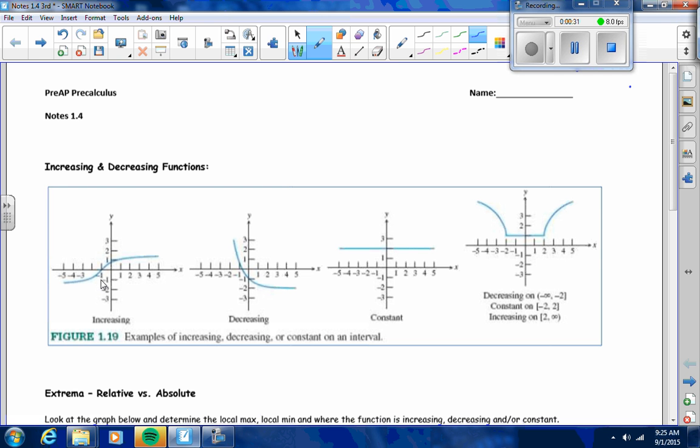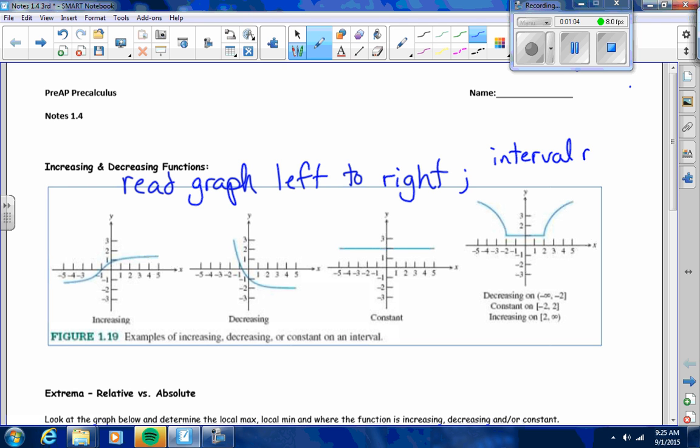when checking to see where it is increasing, decreasing, or constant, you always have to read the graph left to right. Start at the leftmost side of the graph and work your way to the rightmost side. Okay. And then as you're finding your answers of where it's increasing, you're always writing it in interval notation in terms of the x values. So interval notation with x values.